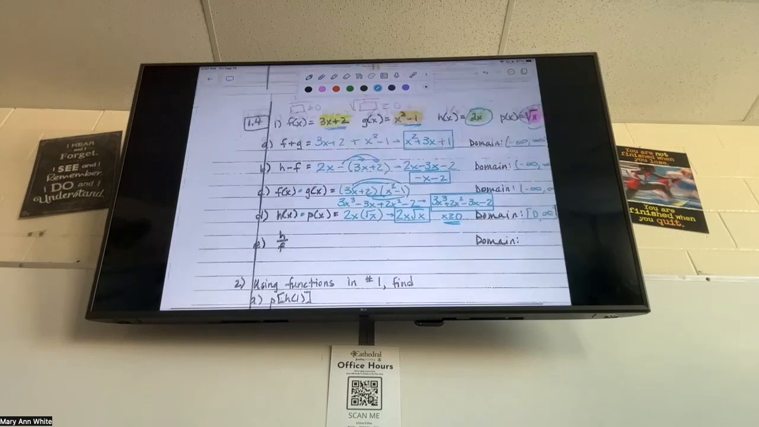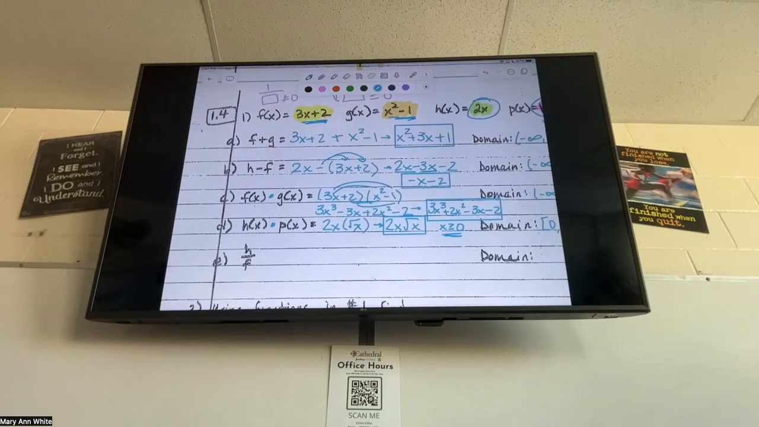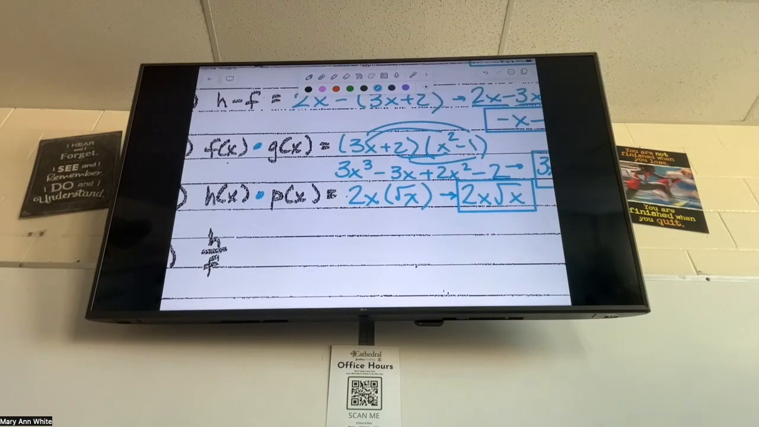And then my last one here is going to be h divided by f. So h was that 2x and f was 3x plus 2. So 2x over 3x plus 2. Can I combine or cancel anything here? I'm always tempted to do it with the x's. Sometimes we're like, oh, you can take the x out. You can't do it unless we have an x in every single part. So this actually is as simple as it gets.